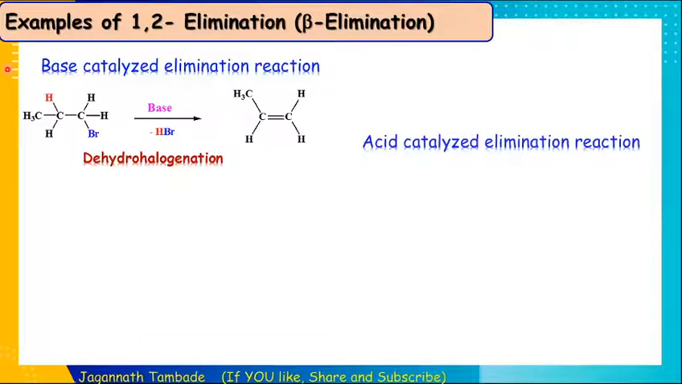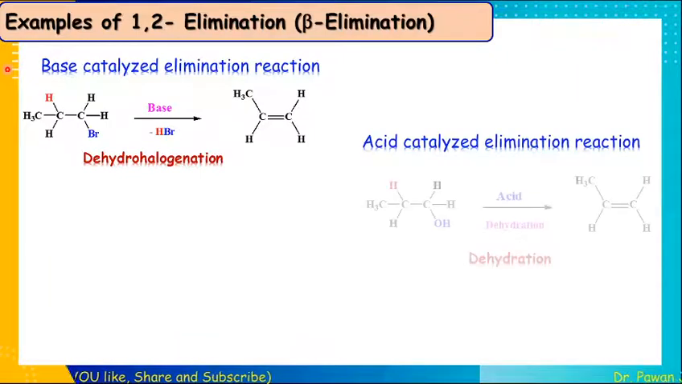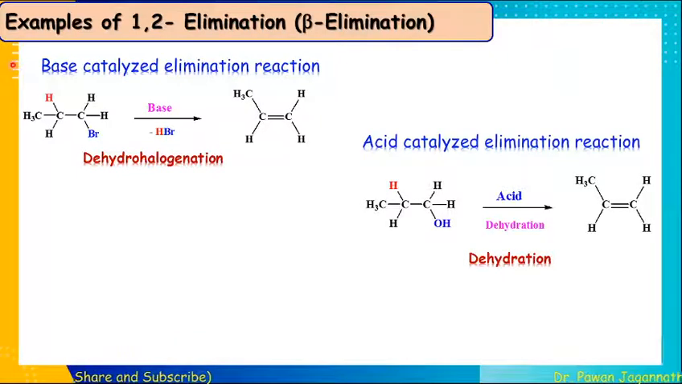In the same way, acid can also do the same job, and we can encounter acid catalyzed elimination reaction. This is an example for acid catalyzed elimination reaction. This is a classical dehydration reaction where water molecule is removed from the substrate and we will get alkene as a product.